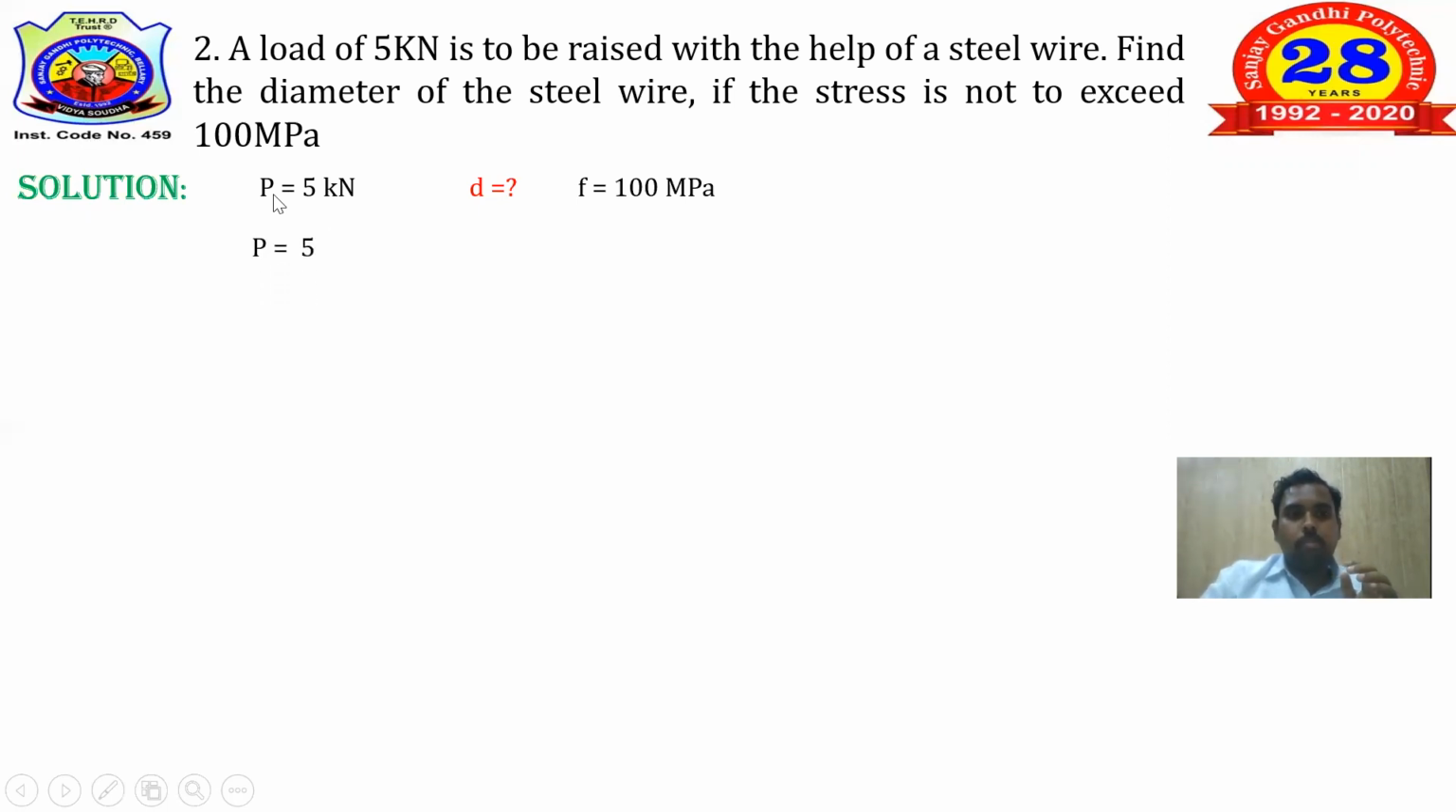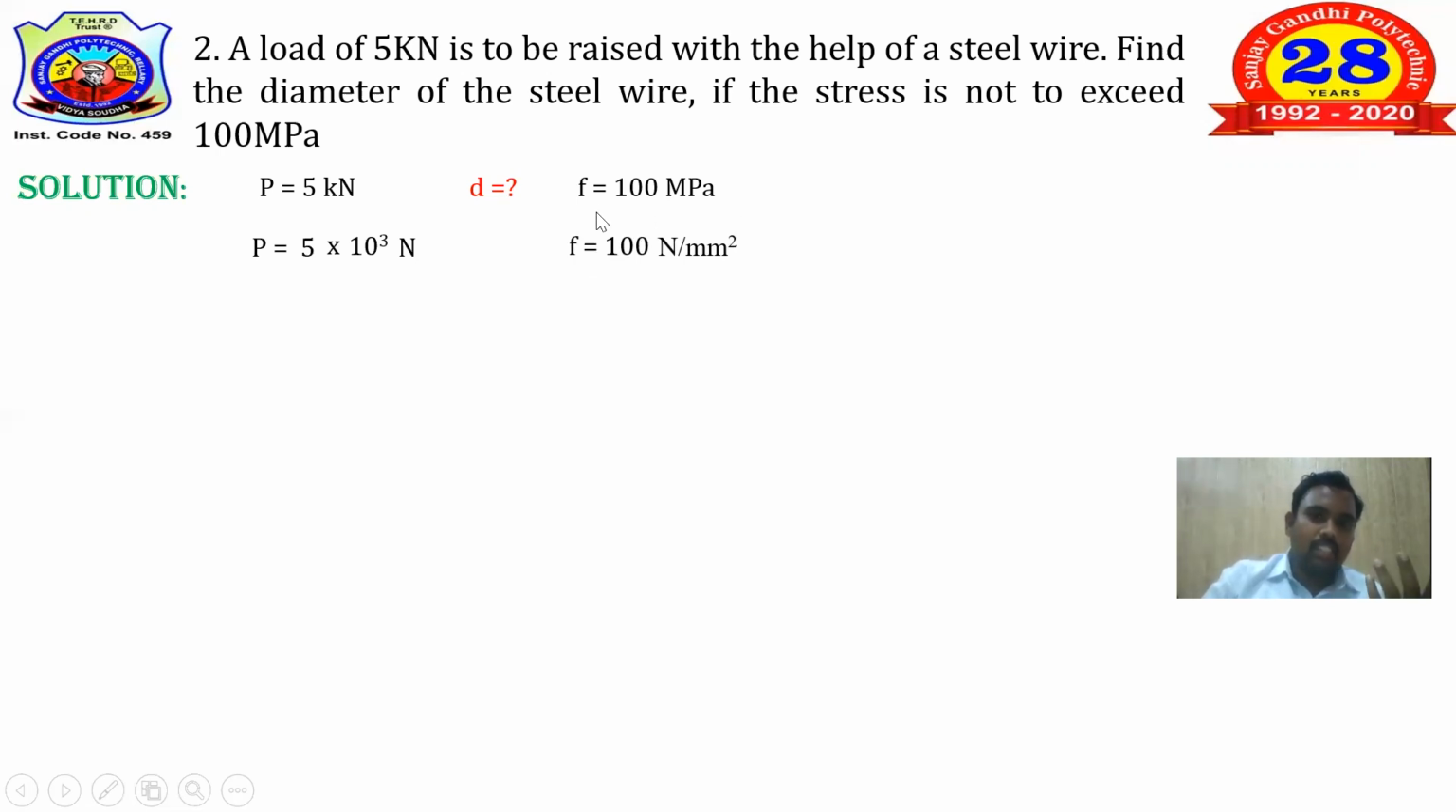So conversion becomes P equals 5 into kilo, which is 10 power 3 Newton, as it is. What about megapascal? Definitely we need to go for the conversion. F equals 100 Newton per mm square. Students, I'll tell you the shortcut.